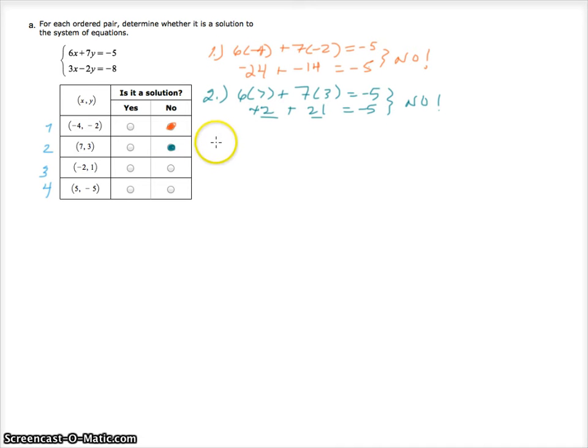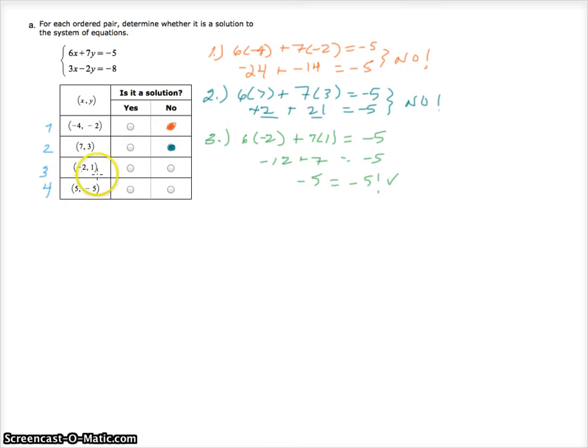Let's try -2, 1. Let's go to number 3. I'll use a different color again. So -2, so 6 times -2 plus 7 times 1 equals -5. Well, this gives me -12 plus 7 equals -5. So -12 plus 7 is -5 equals -5. And that works.